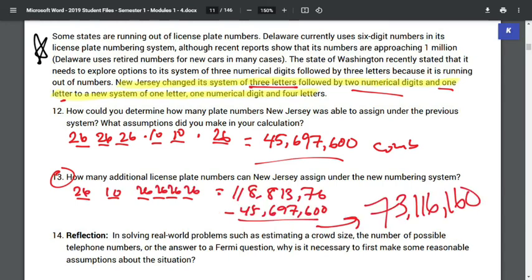Okay, so if we multiply our numbers across, we're going to get over 118 million, almost 119, under this new system. And if you think about it, what's crazy is we only switched a number to a letter, and that's how many more that we got. Over 73 million just from that. So that's going to wrap up this lesson. Like I said, this one's probably the longest of the lessons that we have in this section. So we just got to be careful on those, read through our problems, and we should be good to go.